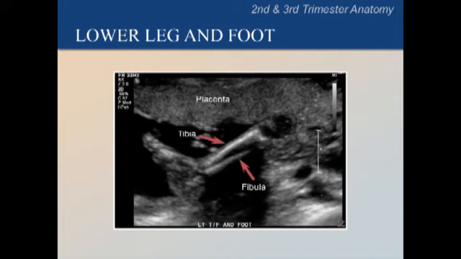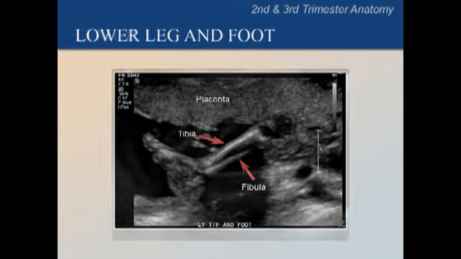Notice that there are two bones in the lower leg. The larger bone is called the tibia, and the smaller bone is called the fibula. This makes it easy to distinguish the lower leg from the thigh, which has only one bone, the femur.